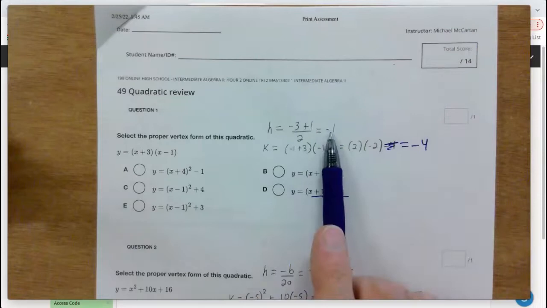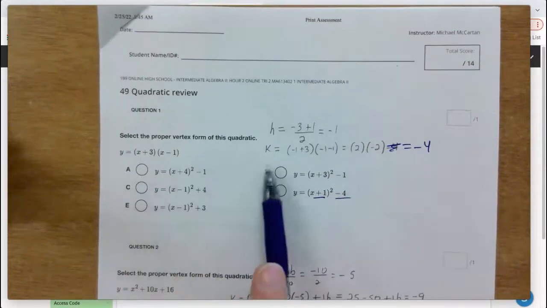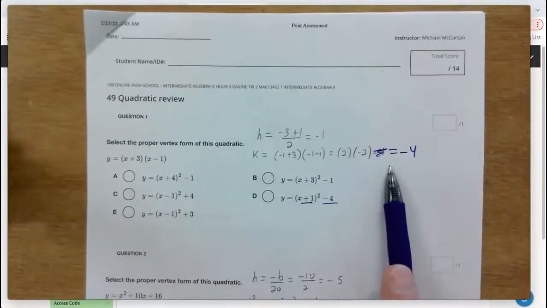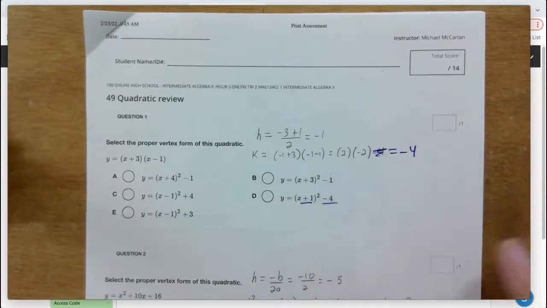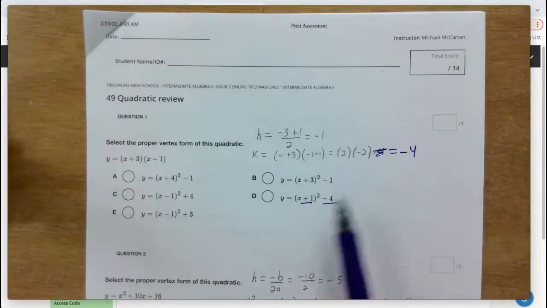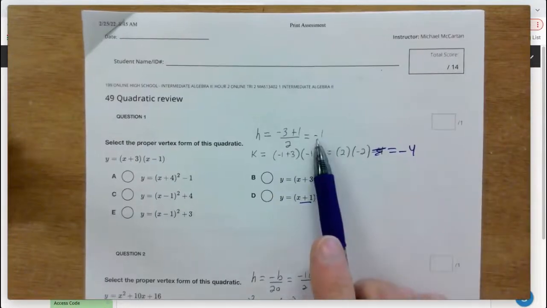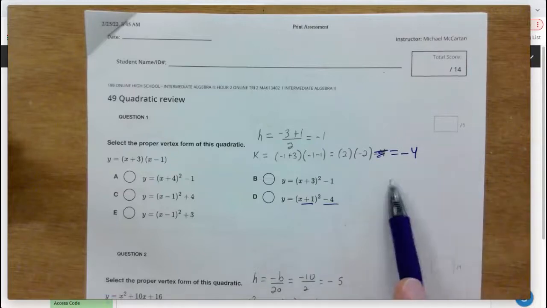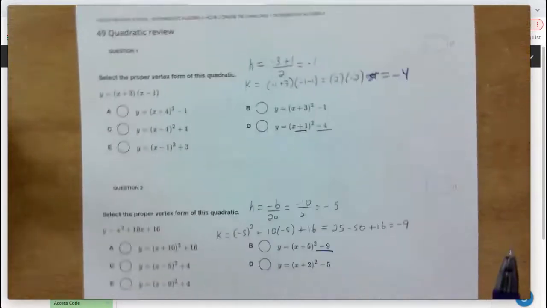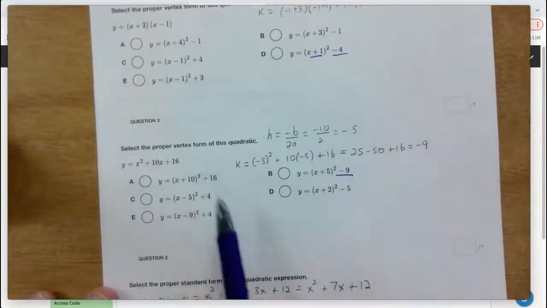All right, guys, plug -1 back into this to get the k. I end up with -4. And you get that look where it's 2 minus 2. So we can see it's got to be +1 here and -4 on the outside. All right, the proper vertex form.